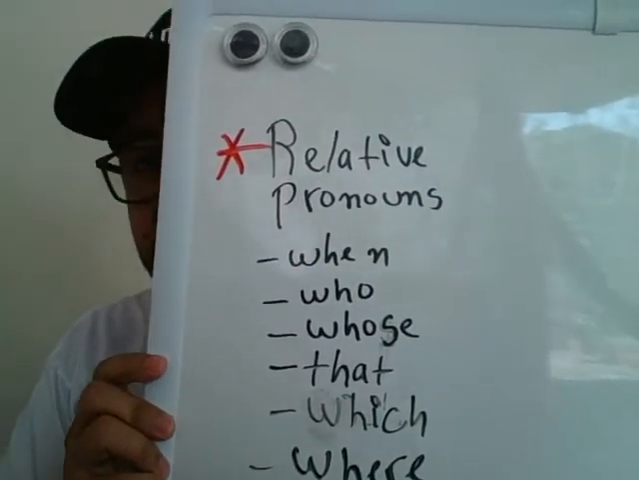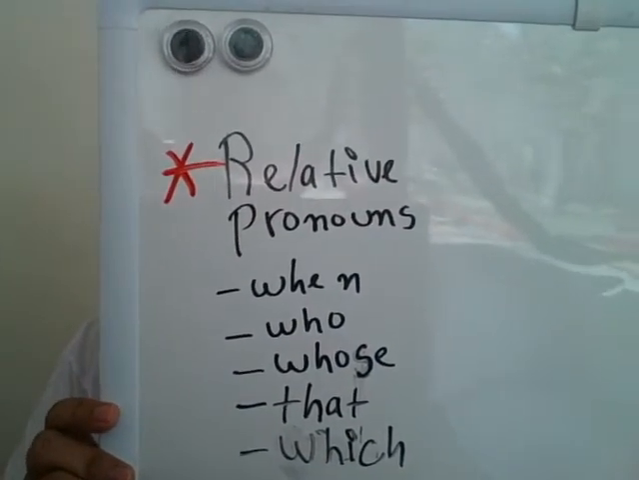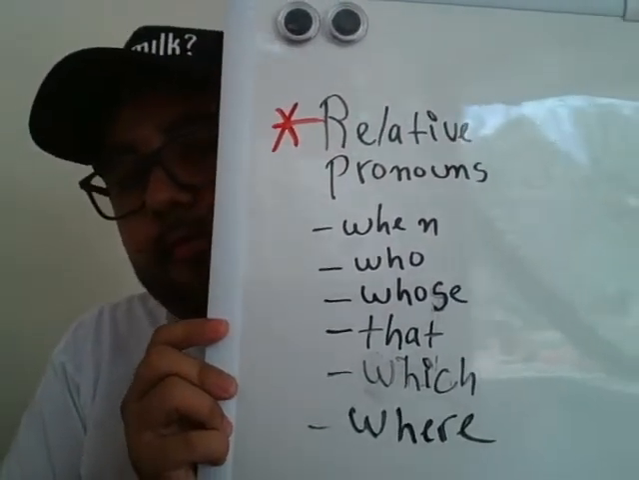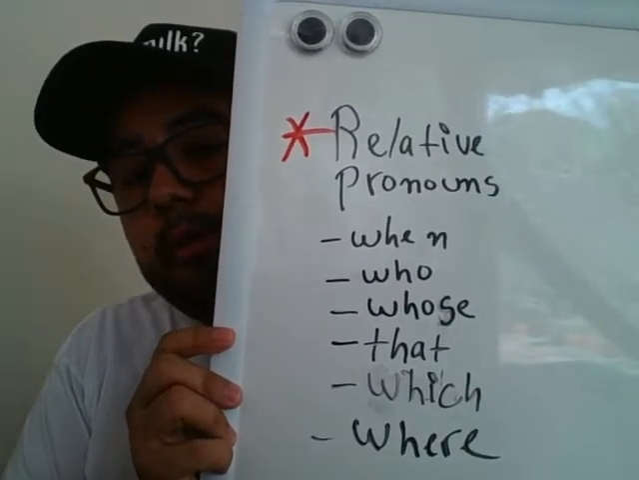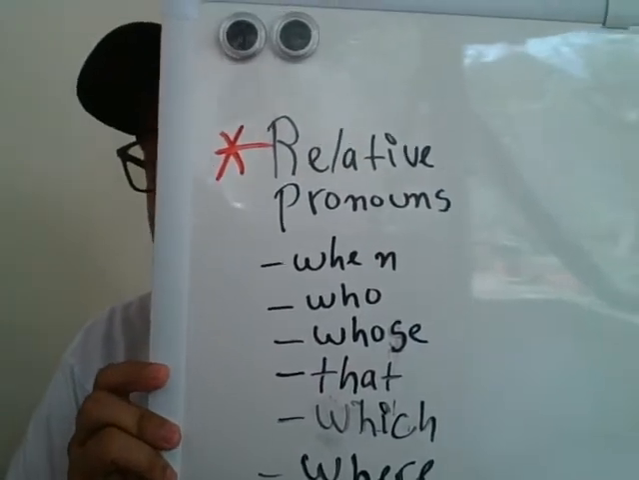So, relative pronouns. I want to be clear on this. These are just some examples because the list goes on, okay? You have there when, who, whose, that, which, and where. Allow me to tell you this.